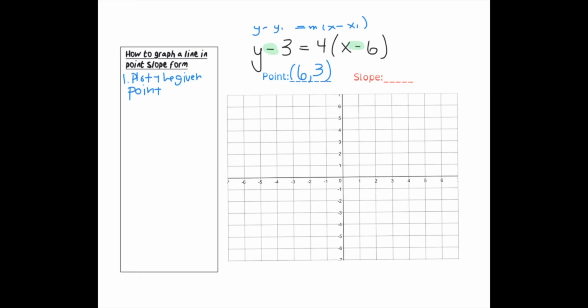So we then can go ahead and plot that point on the graph. So the point 6, 3 is right over here. So our next step then is we've used the point. Now we're going to go ahead and use the information from the slope. So use the slope to plot more points.